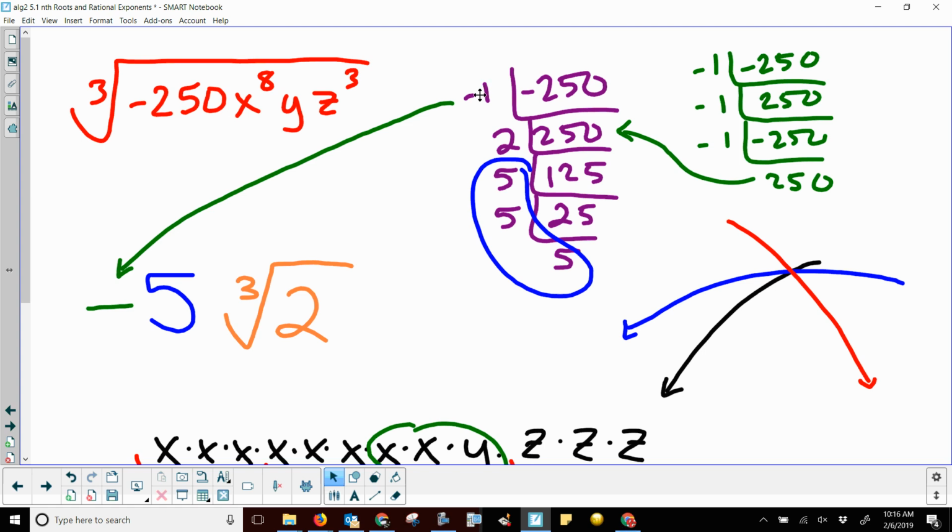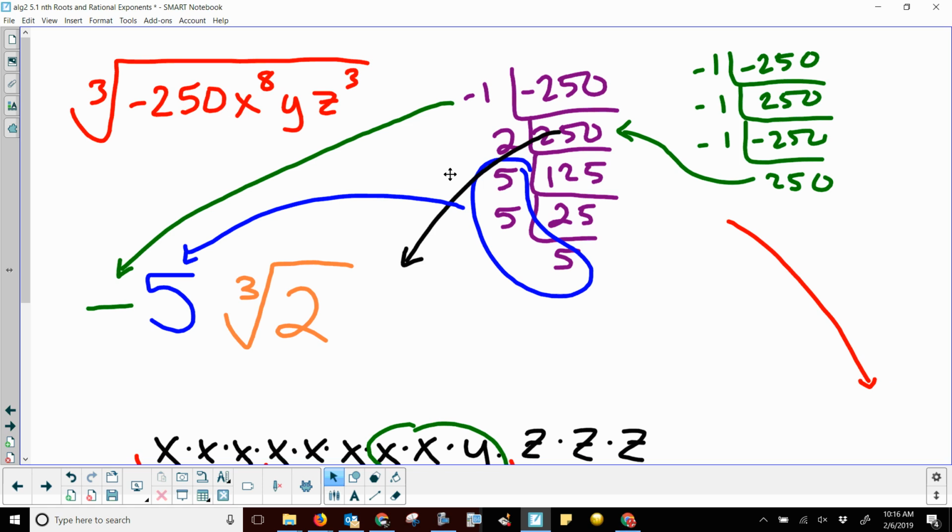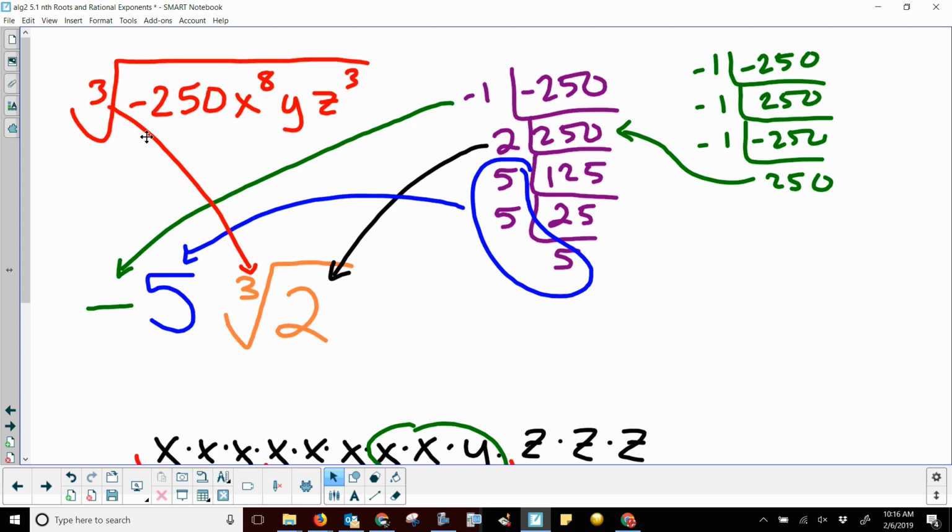I start with 1, so 1 could work. 3 could work, because that's just +1. 5 could work, 7 could work, but even numbers can't, because as soon as I have a second one here, then I don't need to take it out at all. That's where the plus or minus kind of comes in. Anyway, the group of 5's, the 2 that's left over, and we pulled the cube root sign.